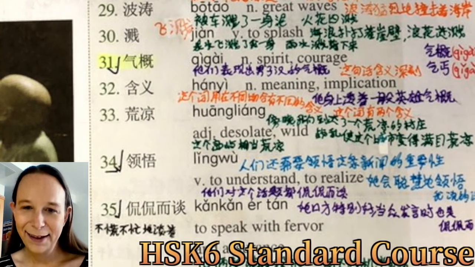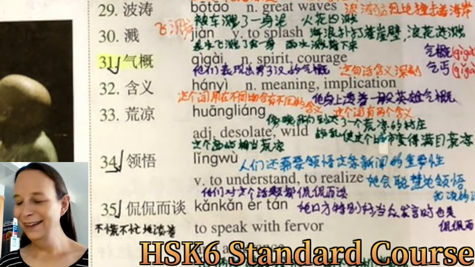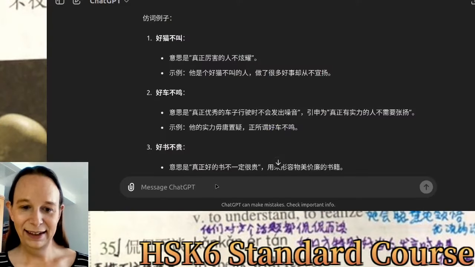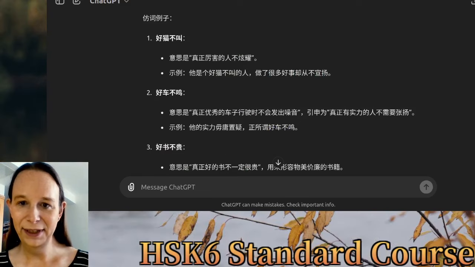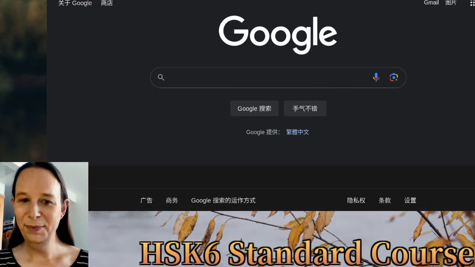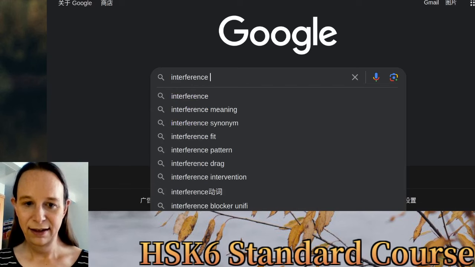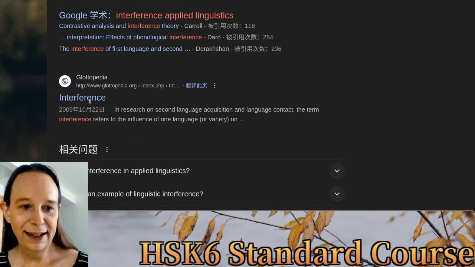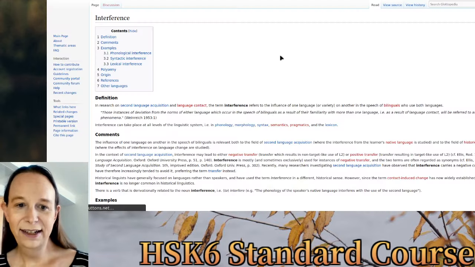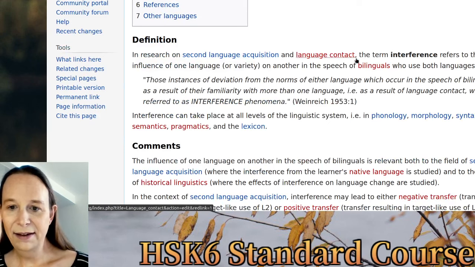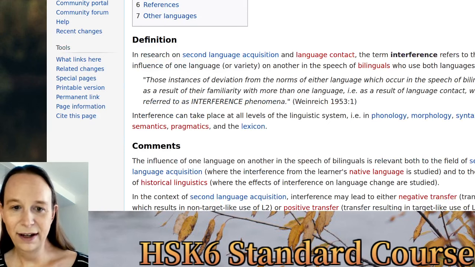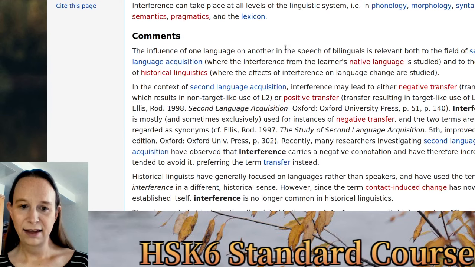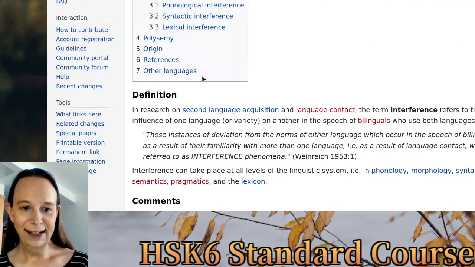Next is 乞丐. So you're not meant to learn all these words at the same time. 乞丐, 乞婆, 乞士. You have a concept in applied linguistics, second language learning, called interference. So this textbook is applied linguistics. How do you spell linguistics? Interference. In research on second language acquisition, the term interference refers to the influence of one language. Oh, no, that's not what I was expecting. Interference is one language interfering with another.